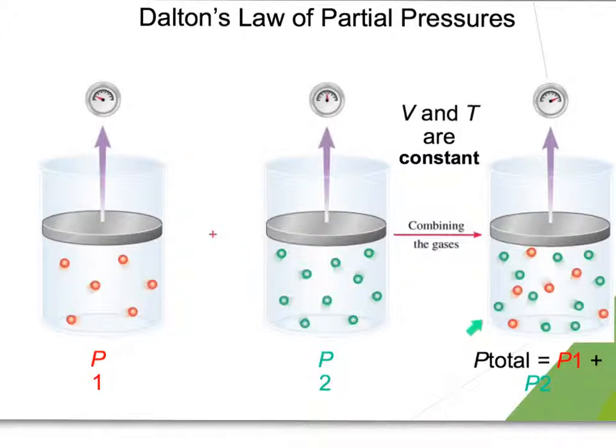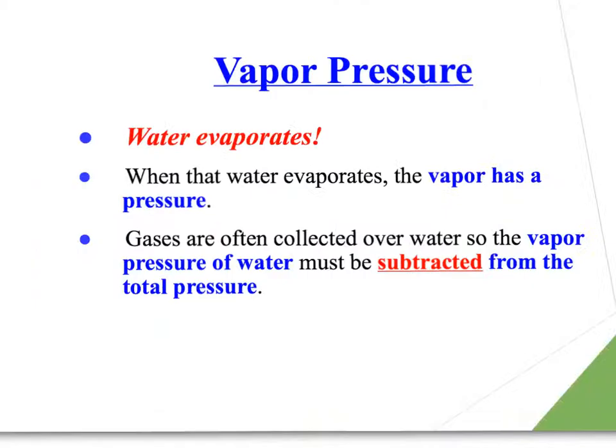So again, our total pressure of our gases would be equal to the pressure of gas 1 plus the pressure of gas 2. Water evaporates, and when the water evaporates, the vapor has a pressure. So gases are often collected over water, and so the vapor pressure of water must be subtracted from the total pressure.